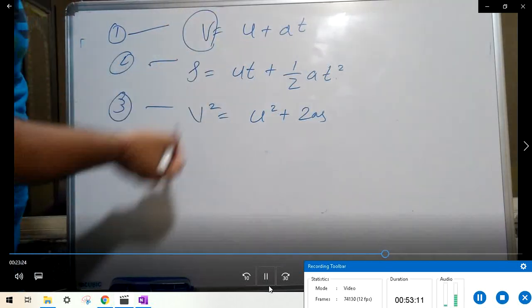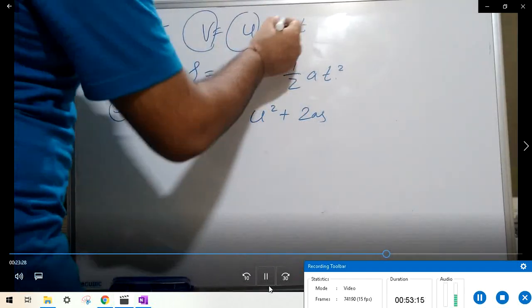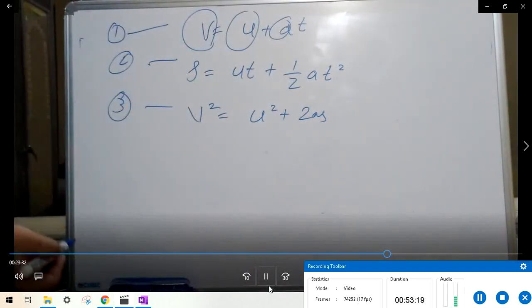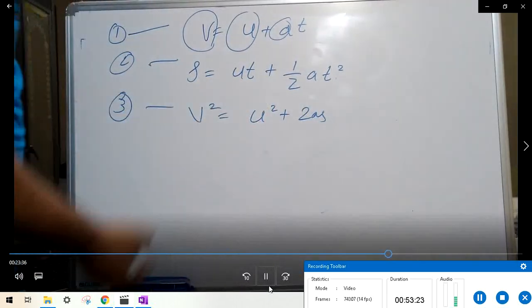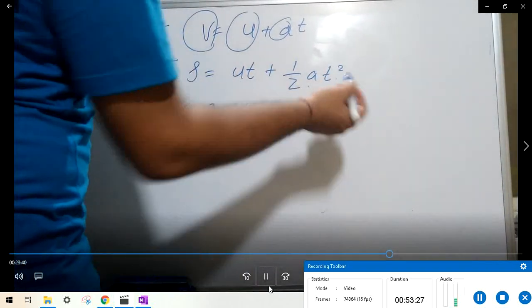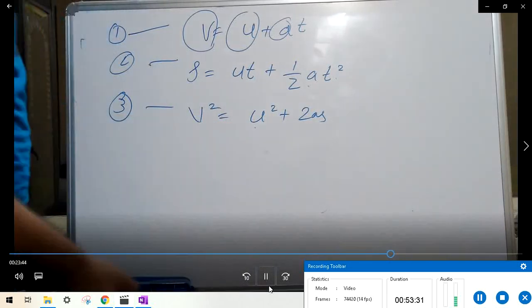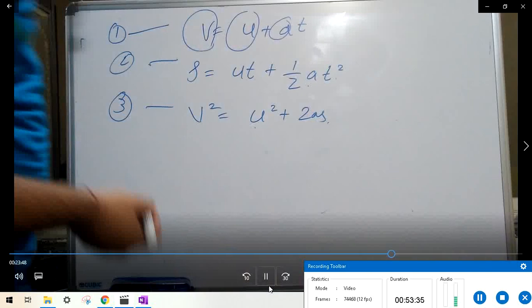V is the final velocity, U is the initial velocity, A is the acceleration, and T is the time. S is the distance covered, U is the initial velocity, T is the time, half is a constant, A is the acceleration, T is the time. V is the final velocity, U is the initial velocity, A is the acceleration, S is the distance covered.